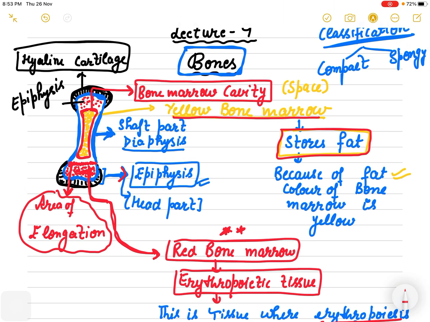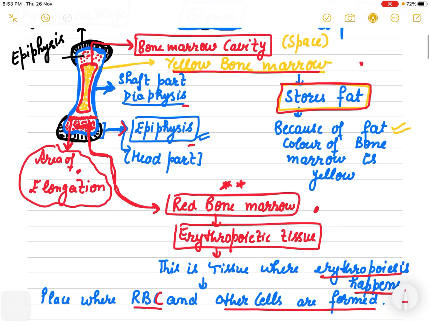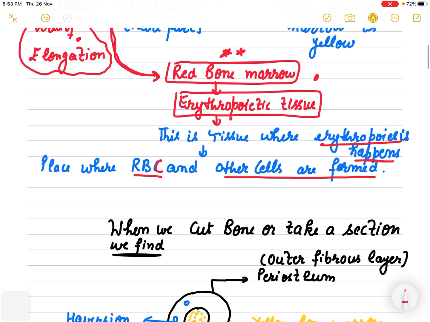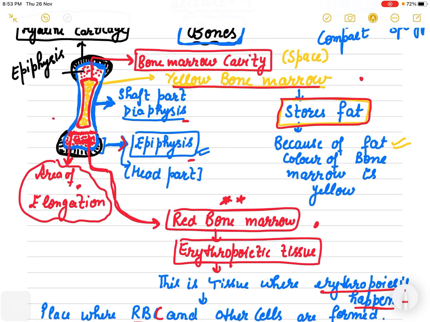So I think this structure is clear. This is a long bone we have drawn here with the diaphysis, epiphysis, the cartilage, and the area of elongation, and with the yellow and the red bone marrow. Right? These terms are clear. Let's now go ahead. Now I'm going to cut this bone, right? I'm going to cut this bone from here.